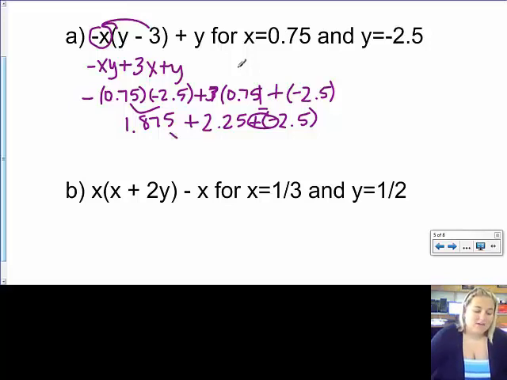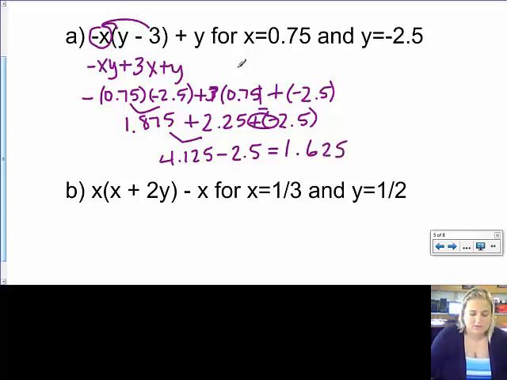So when I add these two, that gives us 4.125. And then I'm going to subtract that 2.5, because of our sign change there. And that's going to give us 1.625 as our final answer.